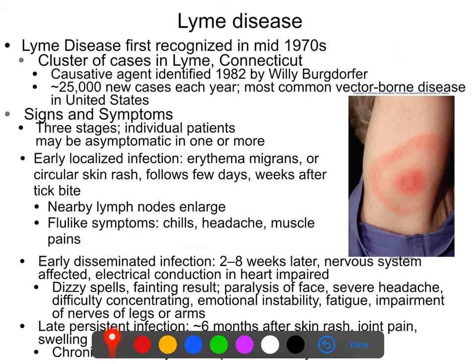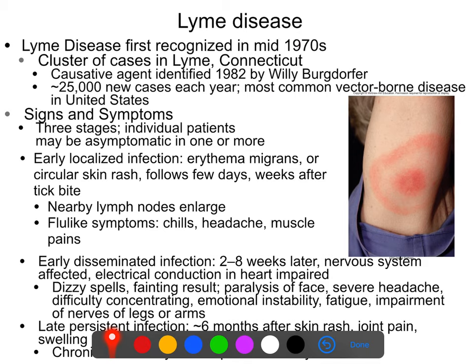So Lyme disease is relatively recently discovered. It was discovered in the mid-70s in Lyme, Connecticut, though I should emphasize that it's been around forever. But it was only really characterized in the 70s. The causative agent is a bacteria called Borrelia burgdorferi and was discovered and identified by Willy Burgdorfer, whose name it bears. There are 25,000 cases each year, and it's the most common vector-borne disease in the United States. And it's not really that common anywhere outside of North America.